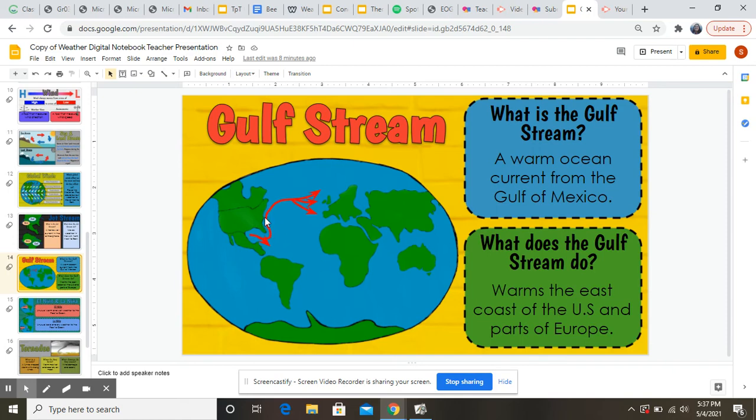So North Carolina's coast is on the east coast of the U.S., so that's one of the reasons the beaches are warmer than where we live. So the Gulf Stream is a warm ocean current from the Gulf of Mexico that warms our coastal waters in our coastal region.